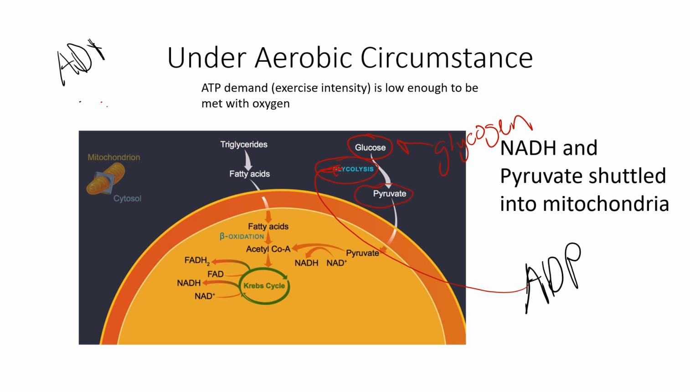So we have pyruvate and we have NADH that's being produced, both of these things. And glycolysis is also, of course, producing ATP as well, as you know. But the important thing here is when ATP demand is more moderate, what's going to happen to pyruvate and NADH is completely different from our last example. So that's what we need to discuss now.